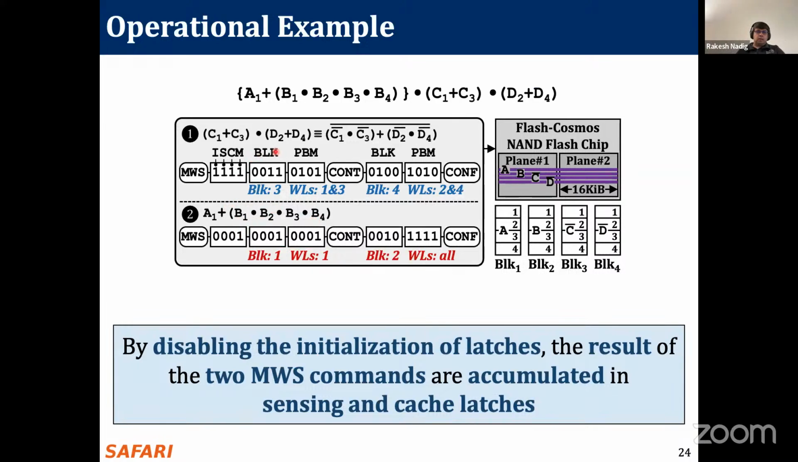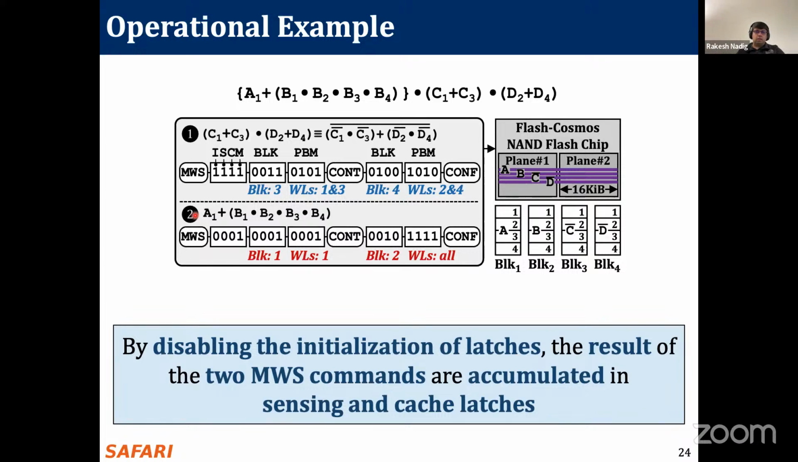So the result of this part, which is the first part, C1 OR with C3 and D2 OR with D4, is already stored in the sensing and the cache latch. So yes, we disable the initialization, and this MWS operation will perform, let's say, the bitwise AND of these four operands, and then perform the OR with A1. And then it will save it to both the same latches.